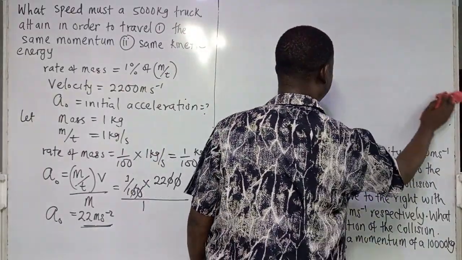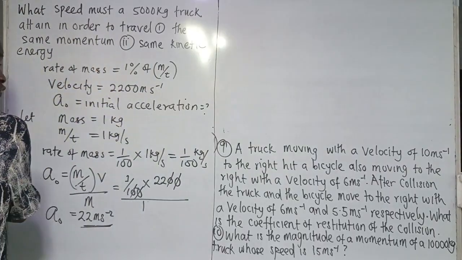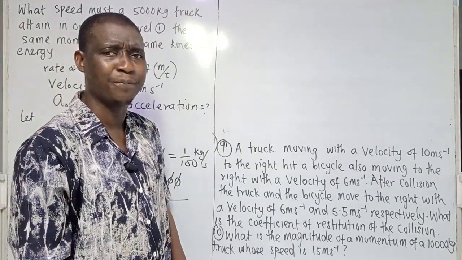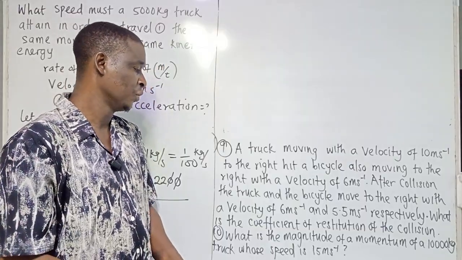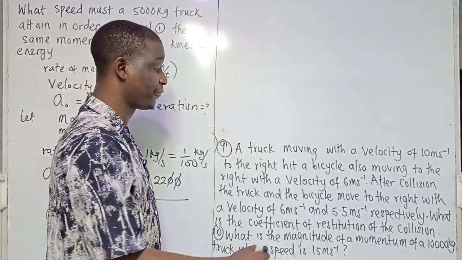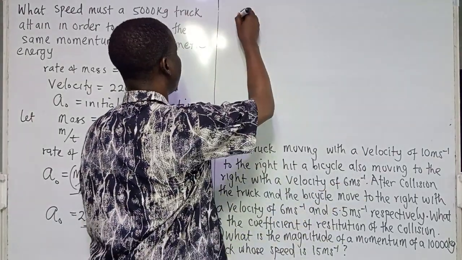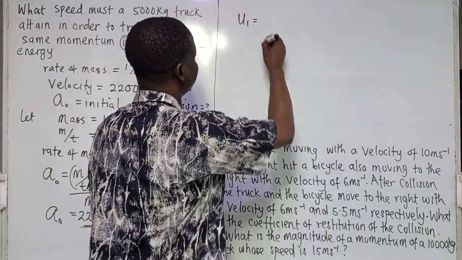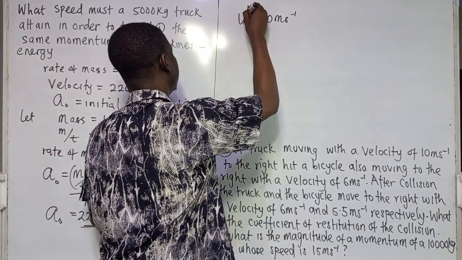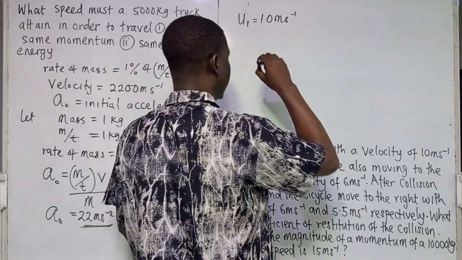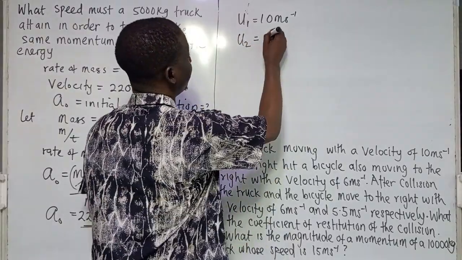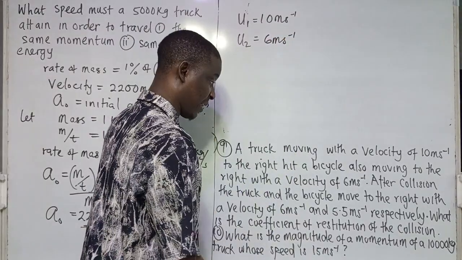Now, what is number 9 saying? Number 9 is saying a truck moving with a velocity of 10 meters per second to the right hits a bicycle also moving to the right with a velocity of 6 meters per second. So from that first information, we are going to get U1. Let's say U1 is 10 meters per second, this is for the truck. Then U2, which is for the bicycle, is 6 meters per second. Both of them are moving in the same direction.